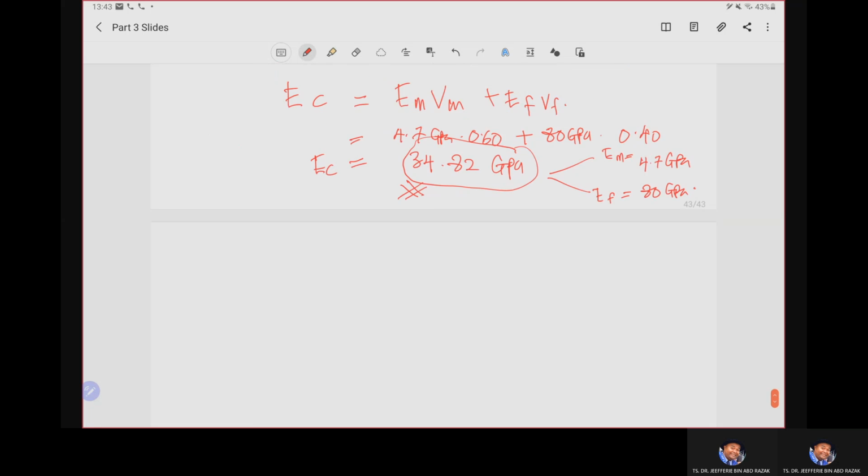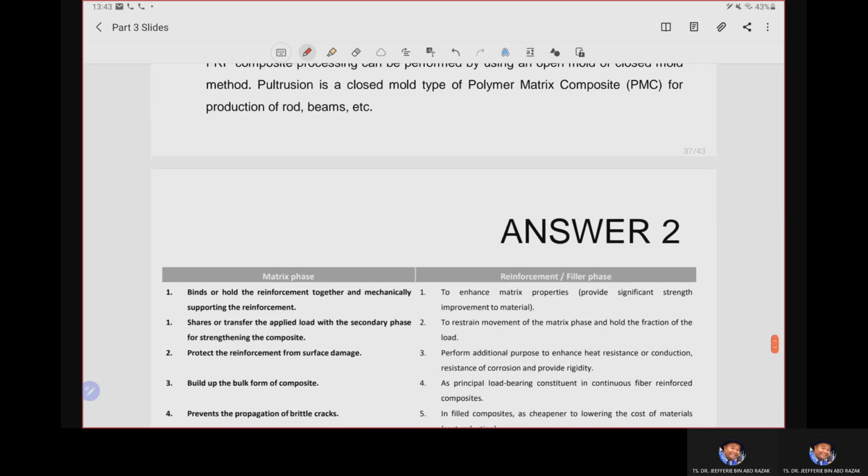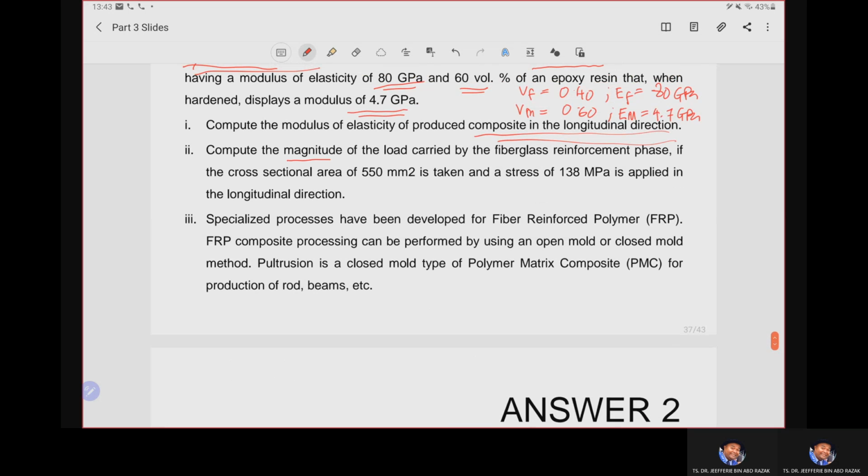Okay, next. The question asks you to compute the magnitude of load carried by the glass fiber reinforced composite, the magnitude carried, F_F, if the cross-sectional area is about 550 millimeter square, and a stress of about 38 megapascal is applied in the longitudinal direction.